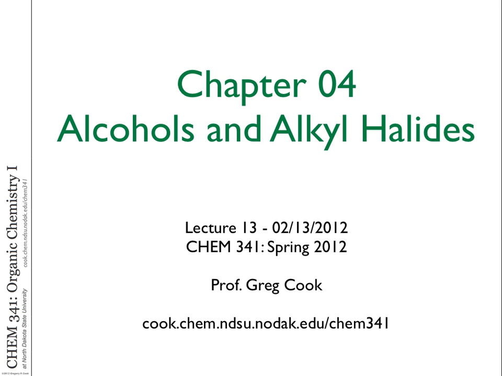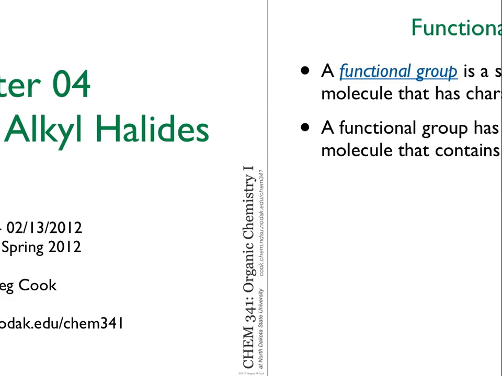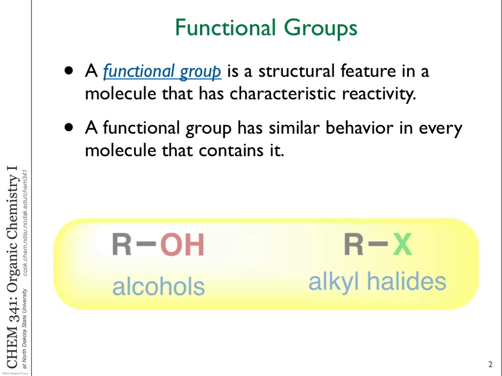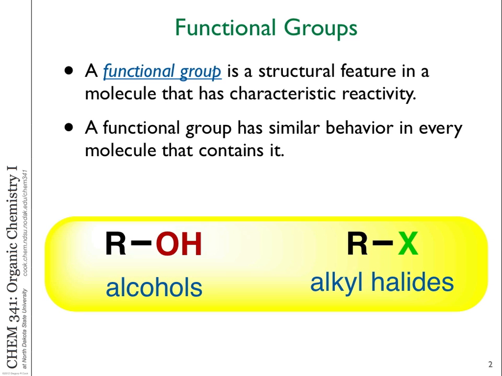Last Wednesday, I started to introduce the idea of functional groups. In particular, in this chapter, we're talking about two specific kinds of functional groups. That is, organic molecules that have a bond to an OH group, which we refer to as alcohols, and organic molecules that are bonded to halogens: fluorine, bromine, and iodine. With any functional group of the same class, reactivity is similar, or they have similar behavior in every molecule that contains that kind of functional group.